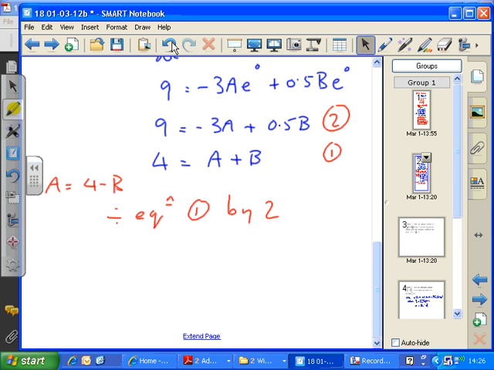I get 4 divided by 2 is 2. Equals 0.5a, if you like, or a over 2, plus 0.5b. And we could call that equation 3. So now I've made b the same in equations 2 and 3. So how do I eliminate? Take one away from the other to get rid of the 0.5.